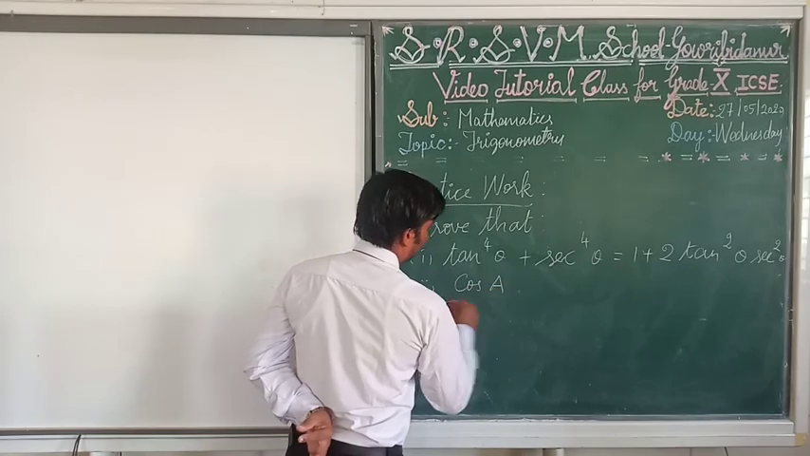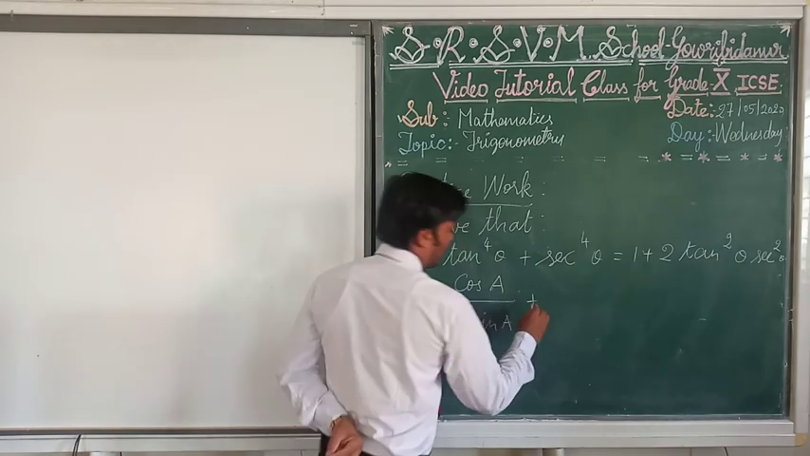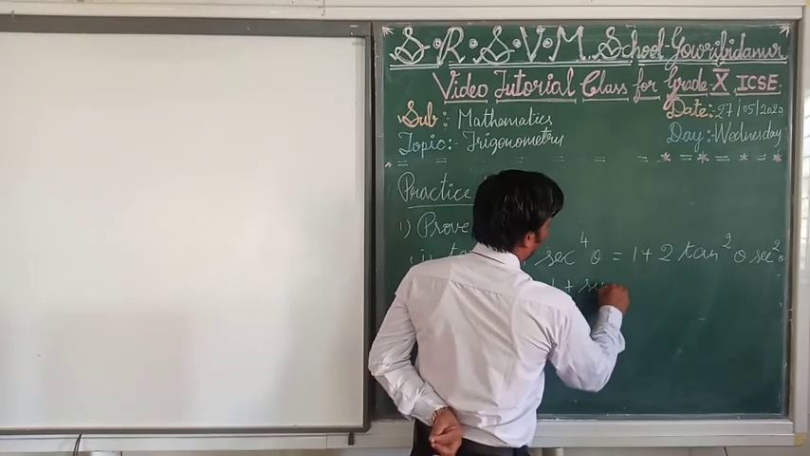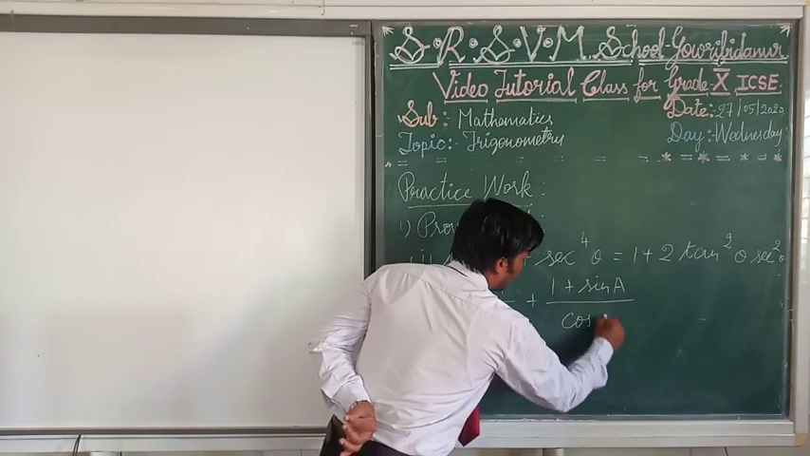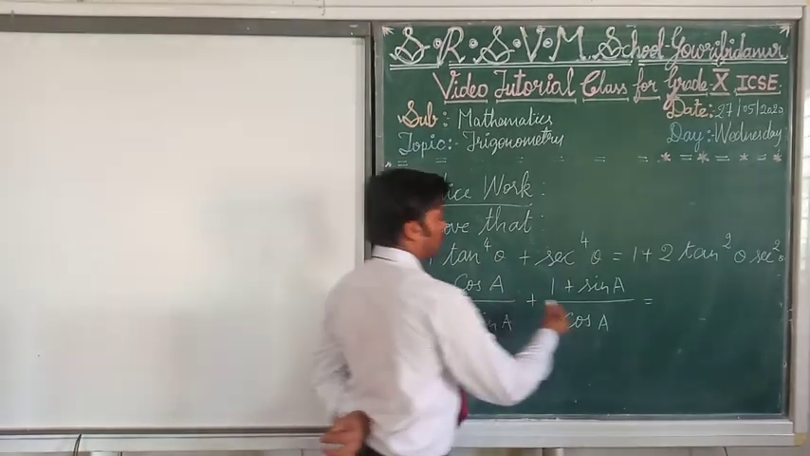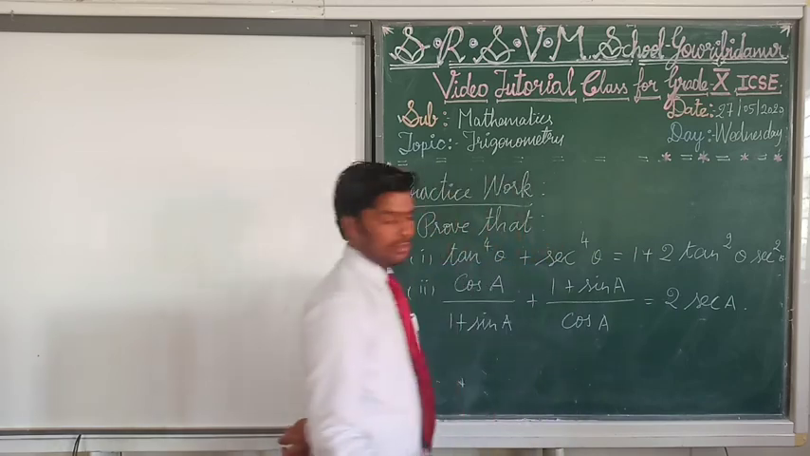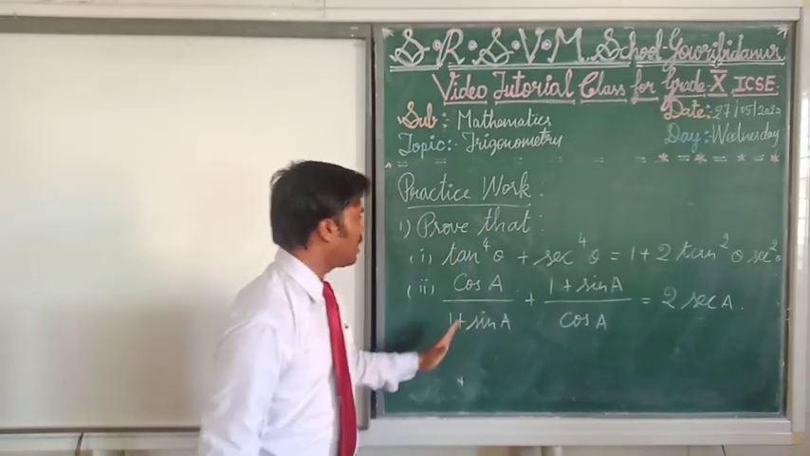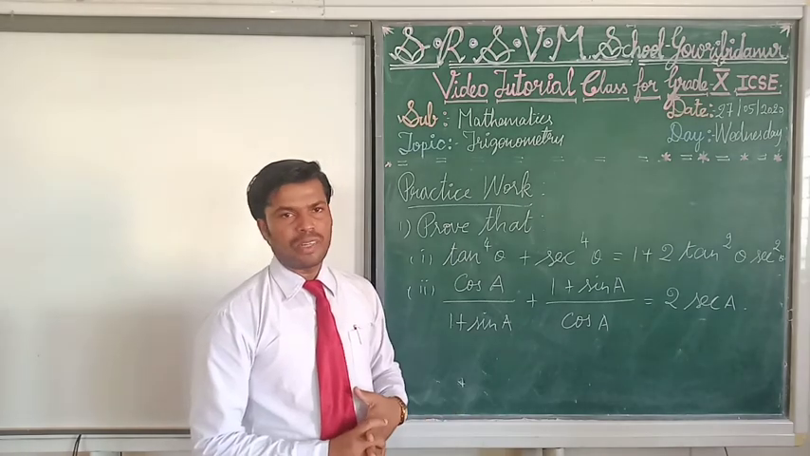Sum 2: cos A divided by 1 plus sin A plus 1 plus sin A divided by cos A is equal to 2 secant A. Okay, these two sums are only practice for you. Try out the same model and you will get the answer perfectly.